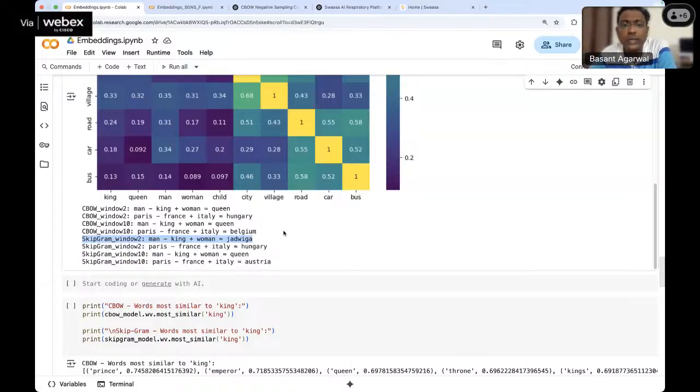Okay, so by increasing the data, you can see that all the analogies and the semantic information will be learned better.